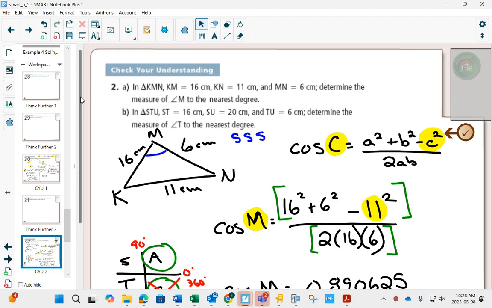So cosine law for finding an angle is really quite easy. You plug things into the formula and you make sure that the opposite side goes in the right spot. The other sides don't matter where they're going to go.